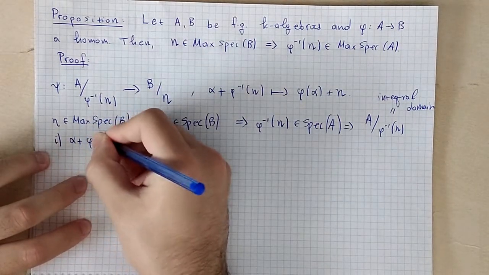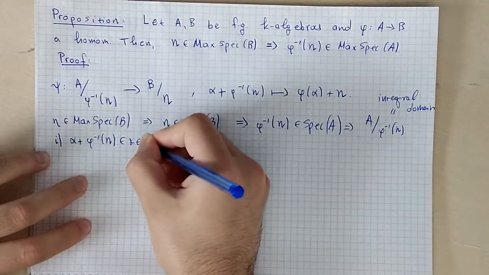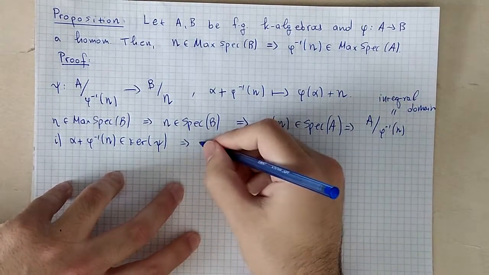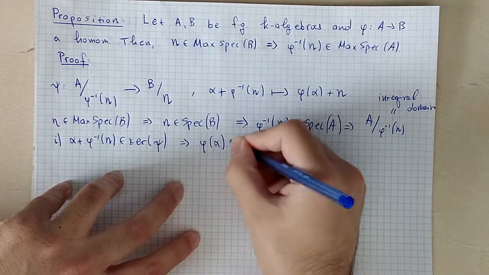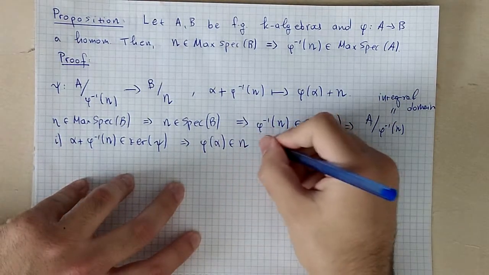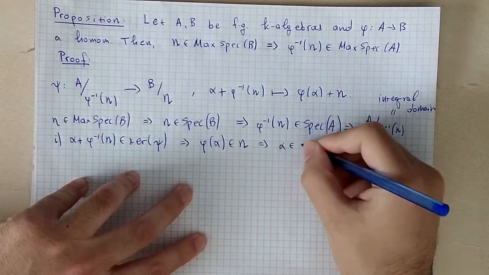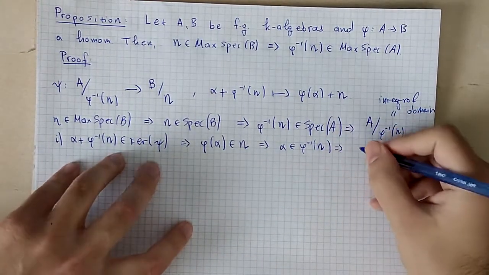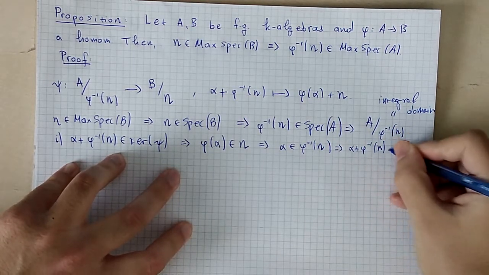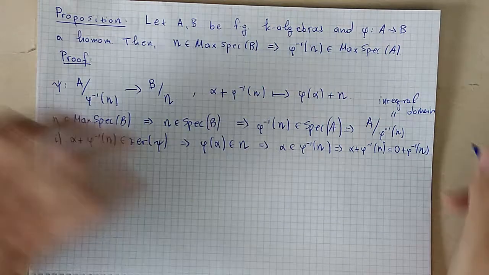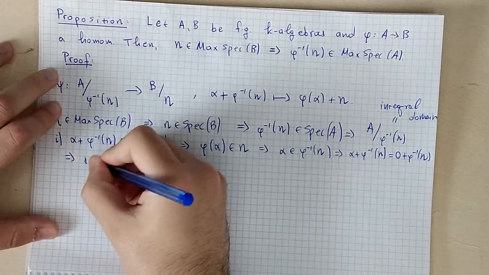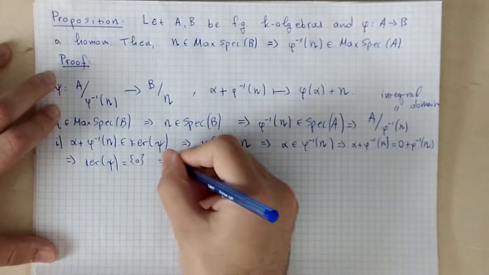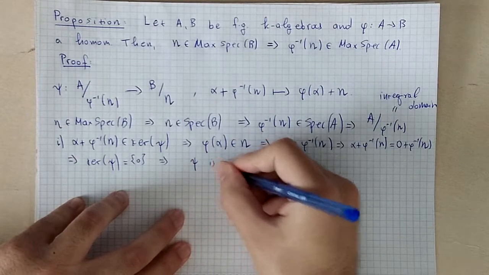So if we have an element living in the kernel of psi, then its image is going to be 0. So this implies that phi of alpha is going to be an element in n. But of course this implies that alpha lives inside this pre-image, which implies that the element we started with, namely this class, is equal to 0. So this implies that the kernel of psi is trivial, which implies that psi is injective.